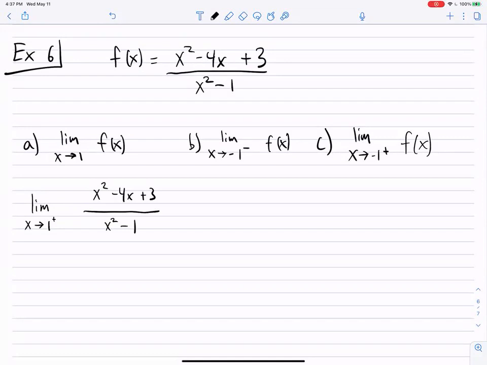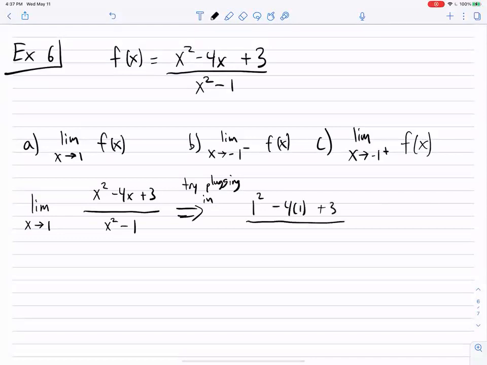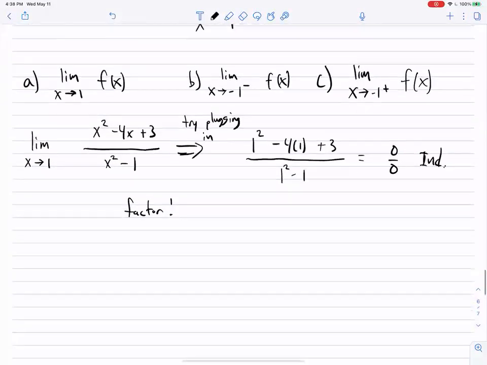And so if we try plugging in, the first thing we can do is just try plugging in 1. If you try plugging in, what do you get? You get 1 squared minus 4 times 1 plus 3 over 1 squared minus 1, but this is actually equal to 0 over 0, which is indeterminate. That IND means indeterminate. And so we need to factor.